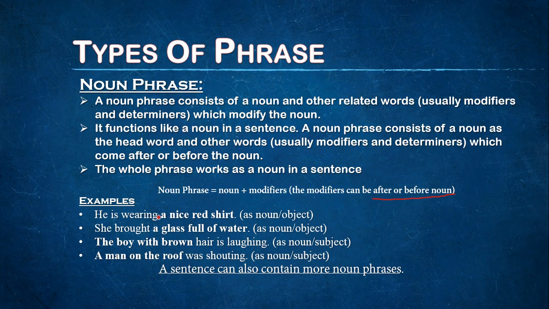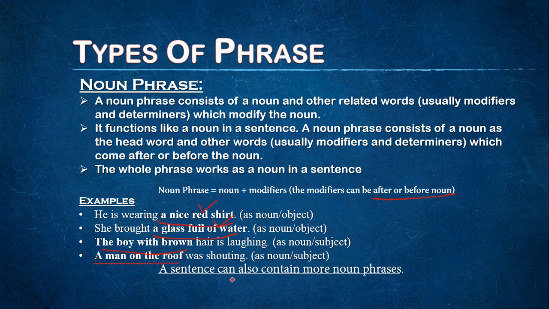For example, he is wearing a nice red shirt. She brought a glass full of water. The boy with brown hair is laughing. A man on the roof was shouting. Here, a nice red shirt, a glass full of water, the boy with brown hair, a man on the roof, all of these function as a noun. Here it is a noun object, a noun object also here, and here it acts as a noun subject, and same is the case here.